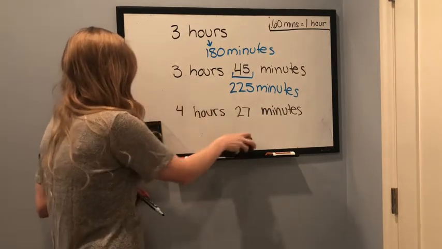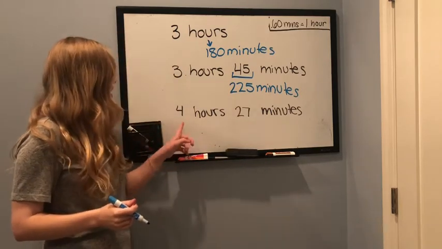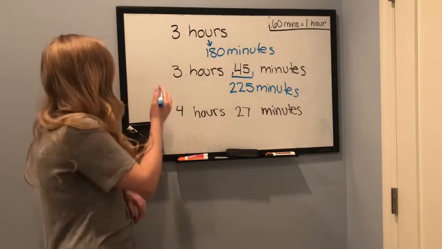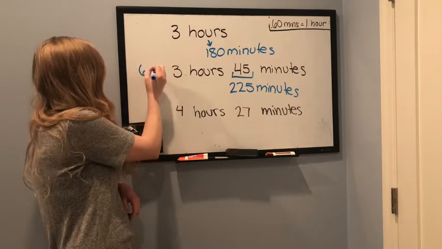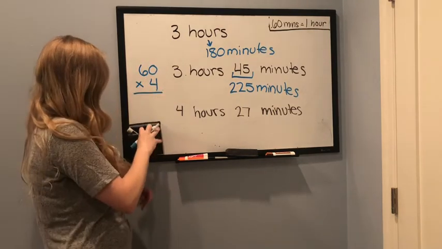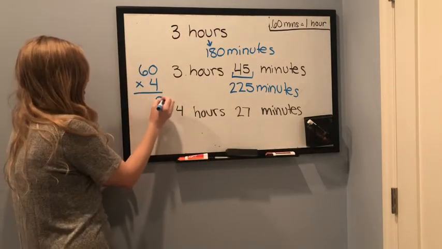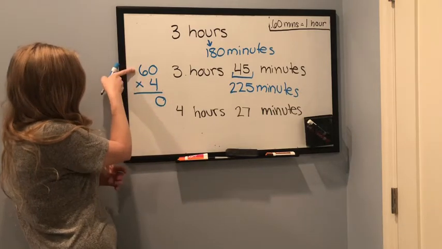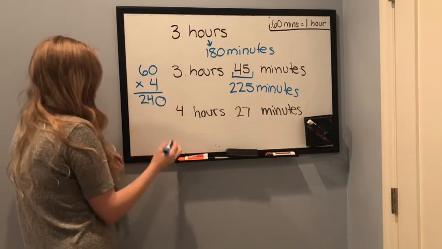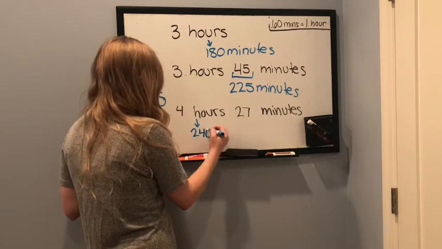Okay. Now, here's our last problem here. Now, we don't know how many minutes are in 4 hours yet. So, we will do 60 times 4. 4 times 0 is 0. 4 times 6 is 24. So 4 times 60 is 240. So 4 hours is 240 minutes.